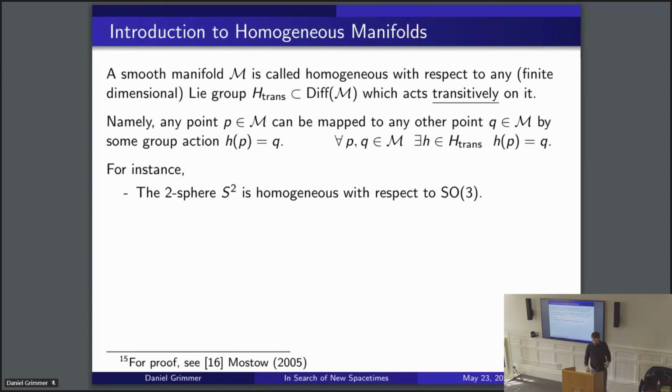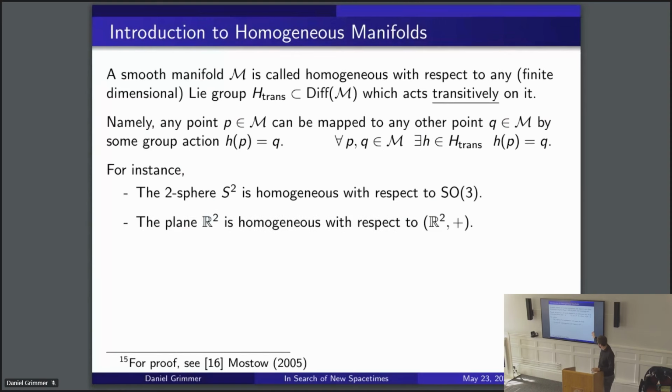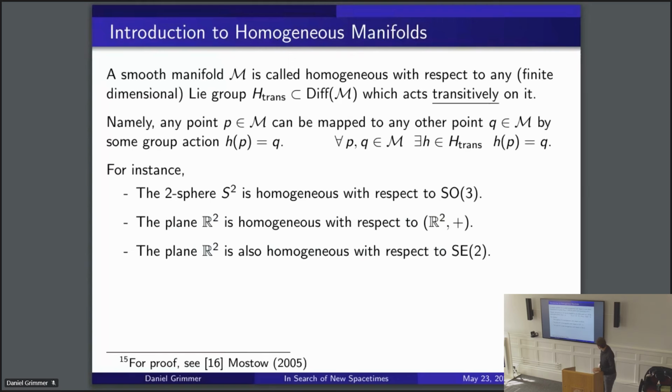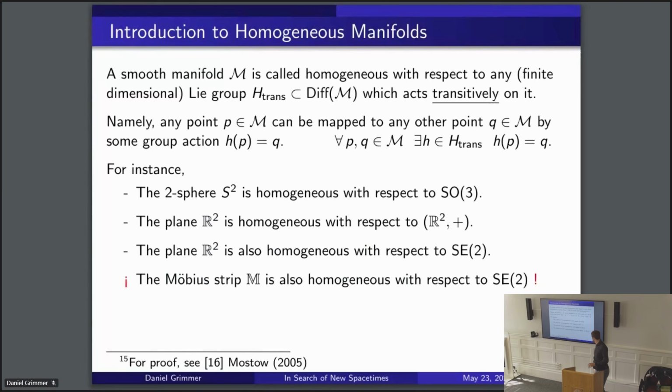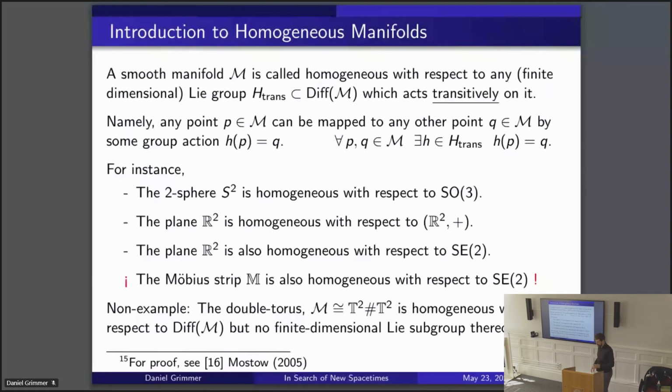Just to give you some examples, the sphere is homogeneous with respect to the rigid rotation group. Any point could be mapped anywhere, North Pole to South Pole, North Pole to equator, whatever you want. The plane is homogeneous with respect to the R2 addition group. The plane is also homogeneous with respect to the special Euclidean group. Here's a surprise, the Mobius strip is homogeneous with respect to SE2 as well. Okay, so lots of different manifolds are homogeneous with respect to different groups. A non-example, let me skip over that.